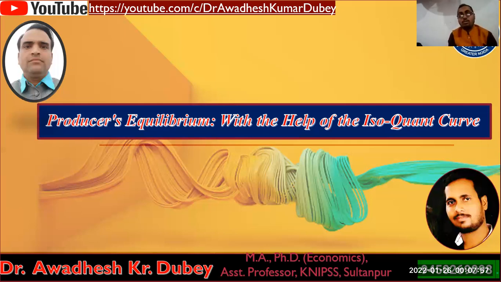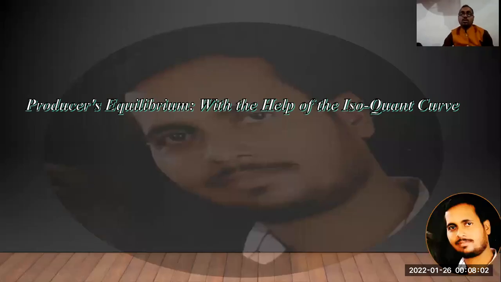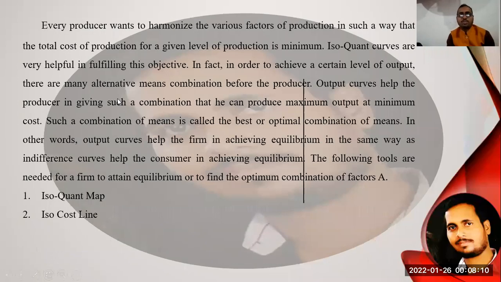Now, students, let's start our lecture, which is based on producer's equilibrium with the help of the IsoQuant curve. Students, every producer wants to harmonize the various factors of production in such a way that the total cost of production for a given level of production is minimized. Where the production cost is minimized, the entrepreneur gets the maximum output. The entrepreneur gets the maximum profit.